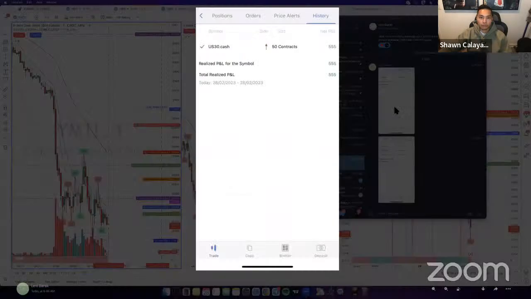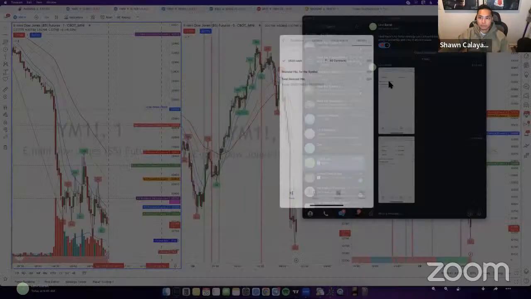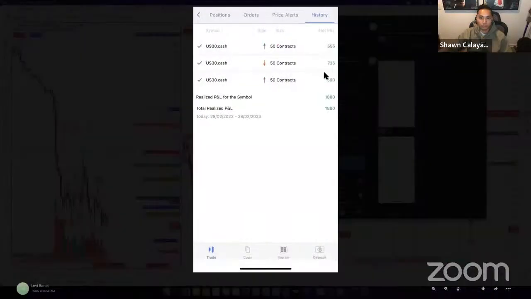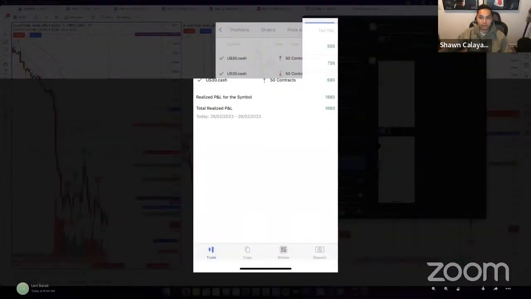We got Brock over here, first account, total profit of 555. Nice work right there, Brock. And then he took the sell with us earlier, total profit of 1,880. Great work, Brock.